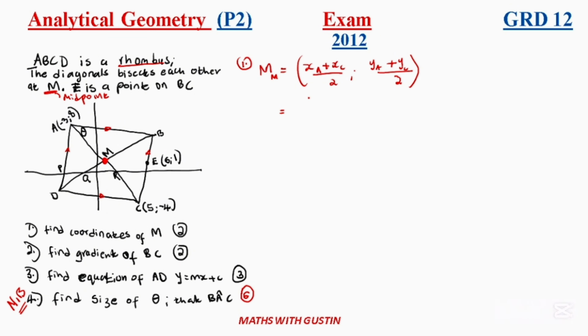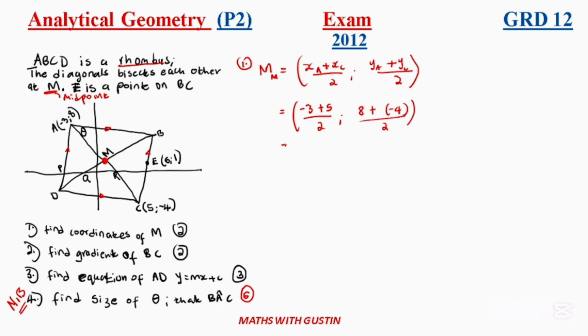So I'm going to start with the one at A. X is -3, and then at C, our x is +5, therefore divided by 2. And then what do we have here? We have y at point A, it's 8, plus -4, all over 2.